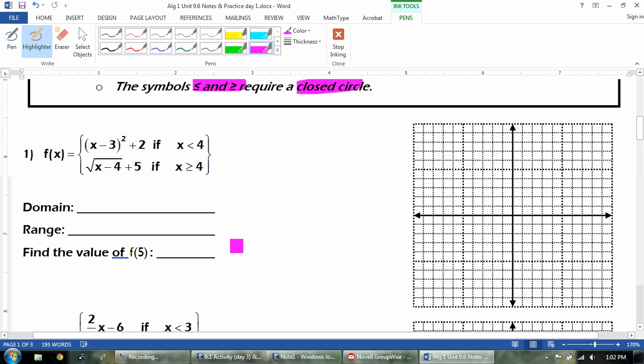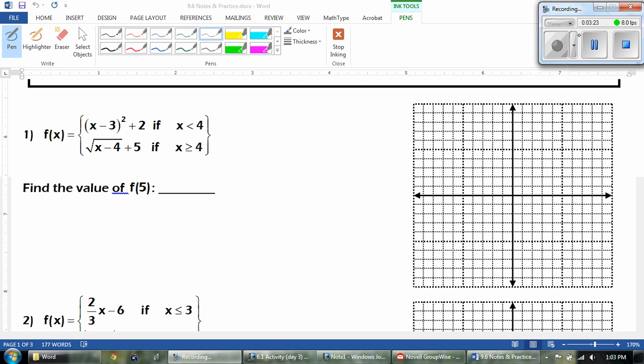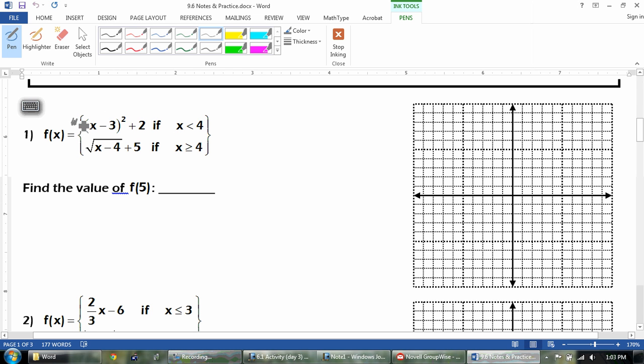Okay, hold on. There we go. I was using the wrong document. Anyways, let's take a look at the first one. Okay, so here we go. Here's our, oh, I want to use blue first, sorry.